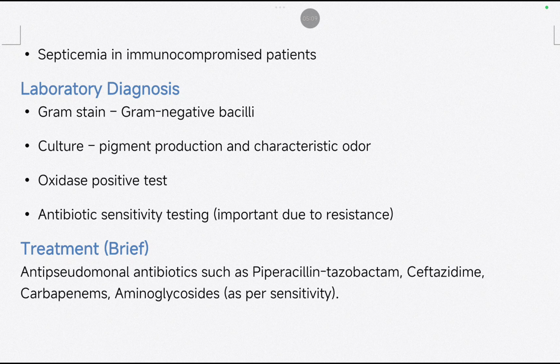So what is the treatment? Anti-pseudomonas antibiotics such as piperacillin-tazobactam, 4.5 gram, work wonders. Ceftazidime, carbapenems, aminoglycosides. But these two, piperacillin-tazobactam and ceftazidime, are highly effective. Whenever you visit the hospital ICU, you would see critical patients always have a dose of 4.5 gram piperacillin-tazobactam given to them, OD or BD.